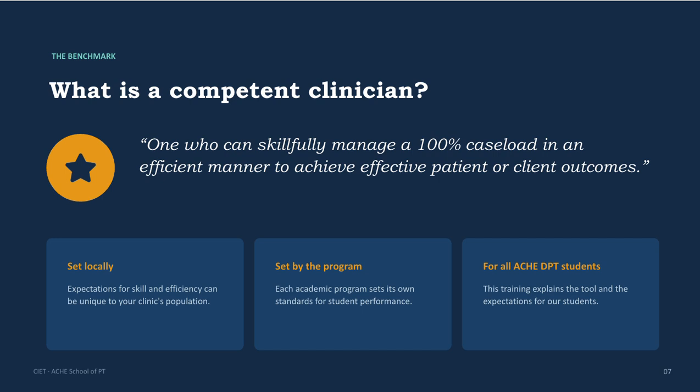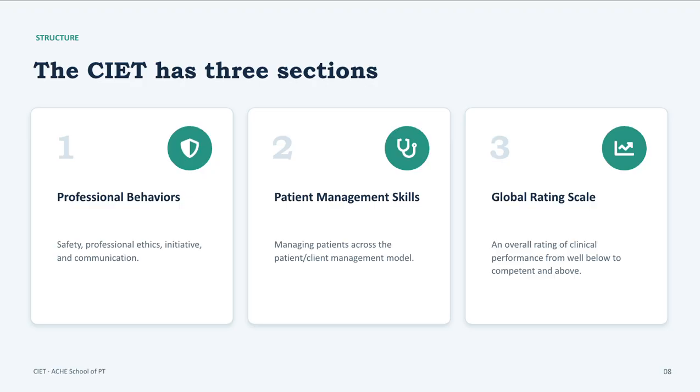A competent clinician is defined as one who is able to skillfully manage 100% caseload in an efficient manner to achieve effective patient or client outcomes. The expectations for skill and efficiency can be unique to your specific clinic's population and expectations. Each academic program sets its own standards and expectations for student performance. This training will explain how to properly utilize the tool as well as the expectations for all AIC DPT students.